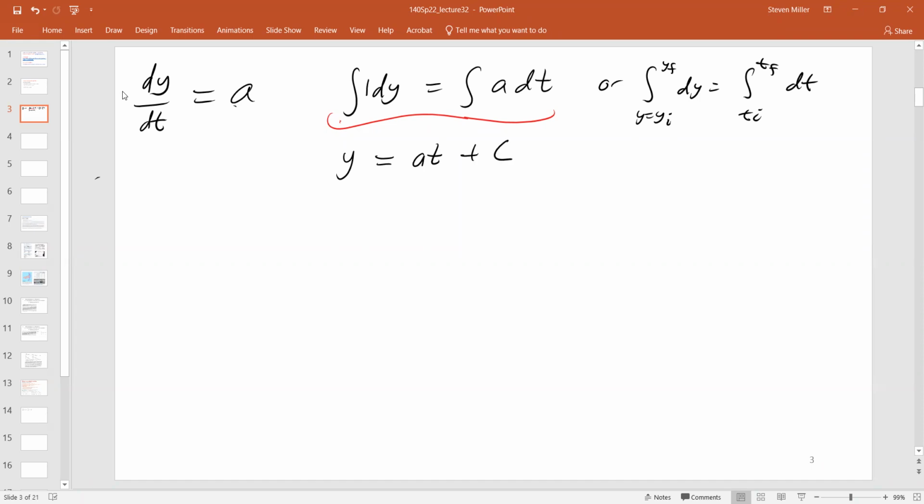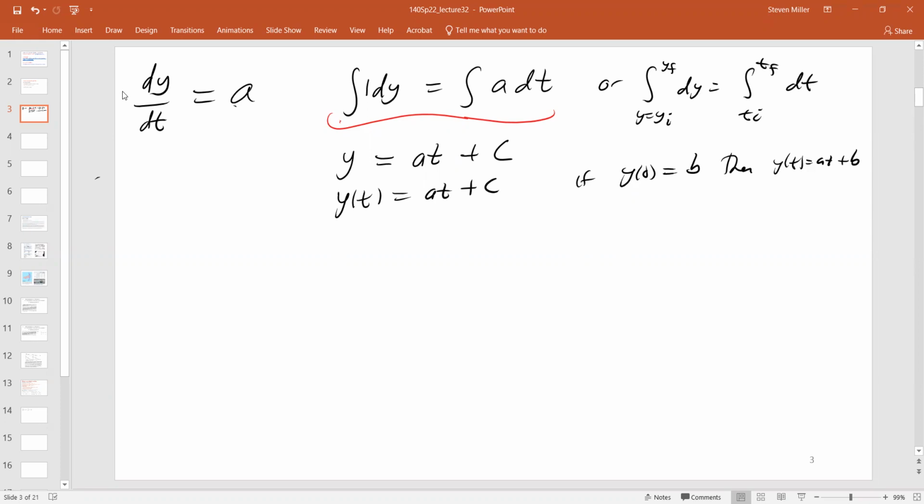And this is almost enough to determine y. So you could write this as, y of t is at plus c. If we know y of 0 equals b, then we would get y of t is at plus b. So if I know an initial condition, I can solve for y. So this is the simplest thing I can give you.